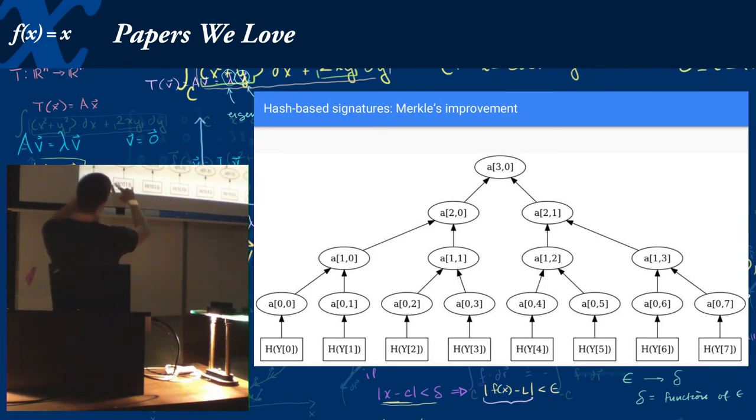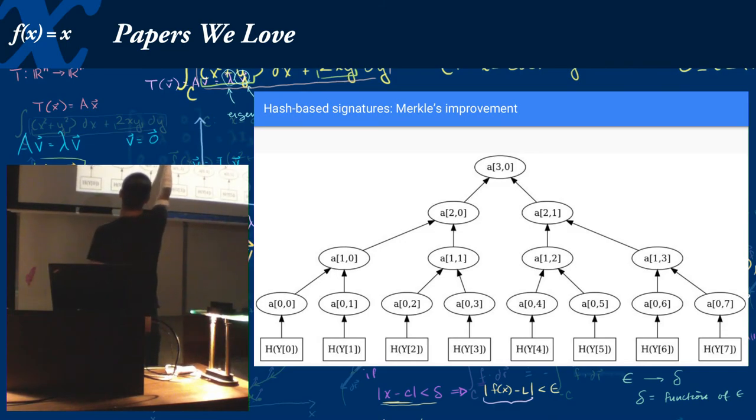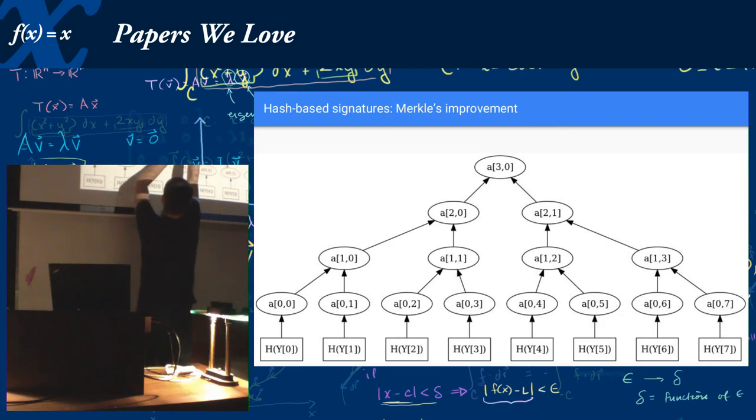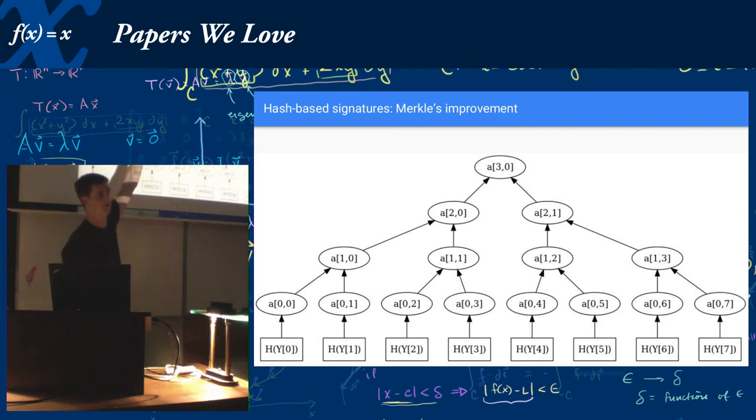And so you hash the messages. These are the public keys of each of these private keys, if that makes sense. And then you hash them together to get this inner node. And you hash these two together to get this inner node, and these two together to get another inner node, and then you hash those to get the top level root.